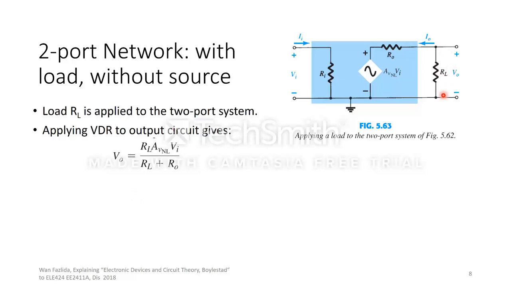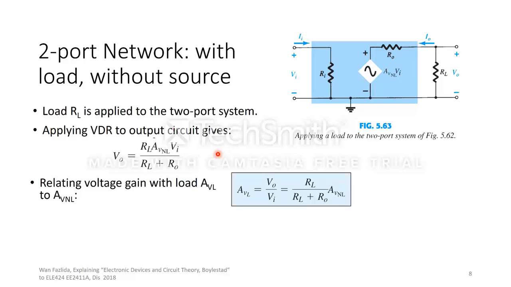Applying the voltage divider rule to the output port gives this expression: V out is equal to RL divided by RL plus R out, times the total voltage drop across R out and RL, which is AVNL Vin. This is the voltage divider rule. From here, we can relate voltage gain with load, which is the new term AVL, to what we already know, AVNL. So AVL is V out over V in. I take V in down to V out, and I am left with RL over RL plus R out times AVNL.